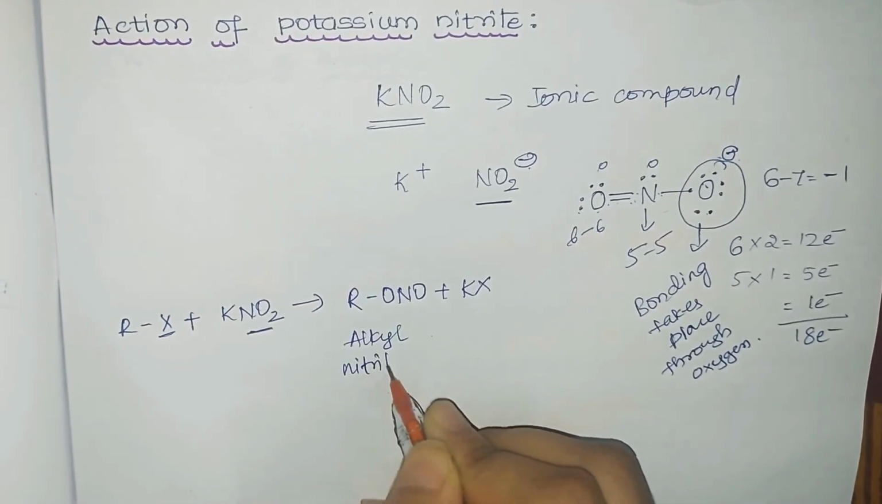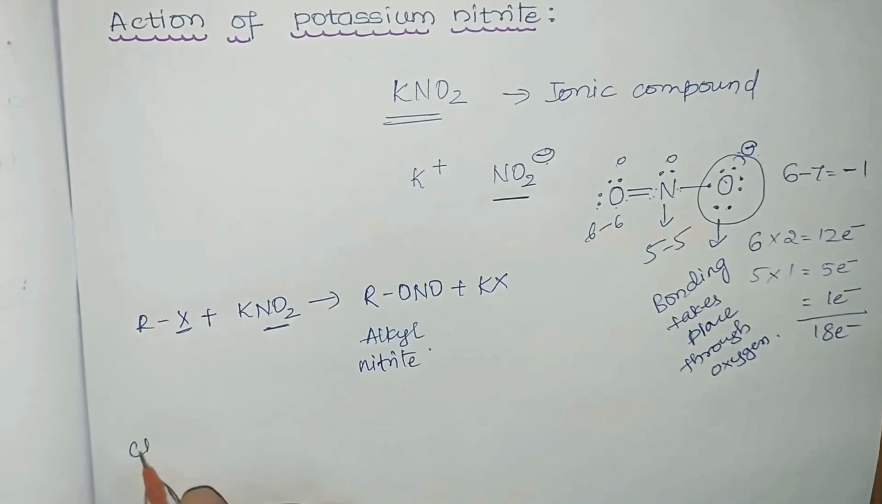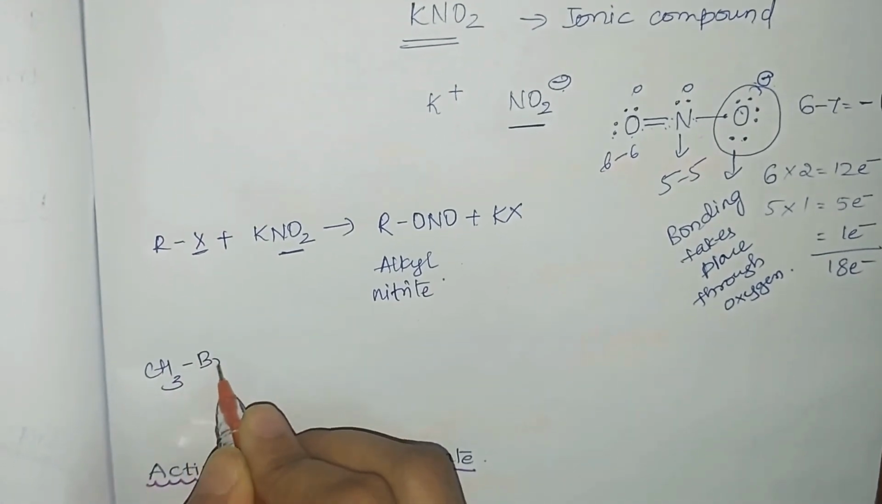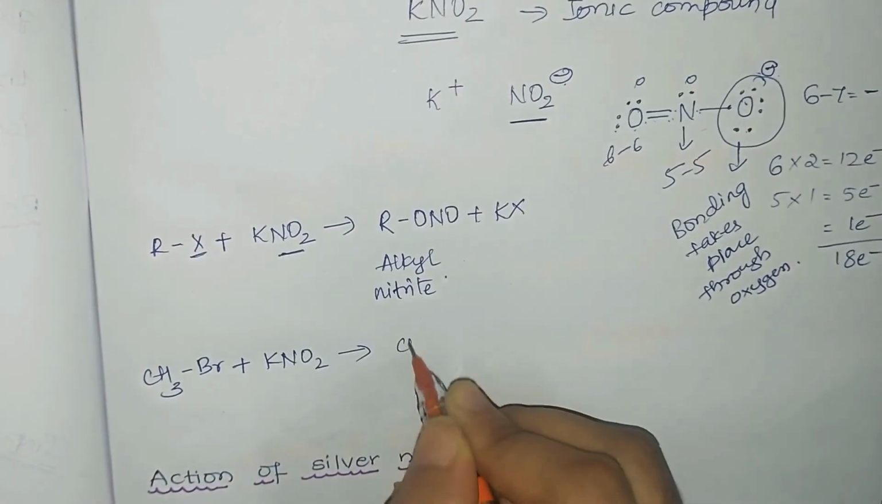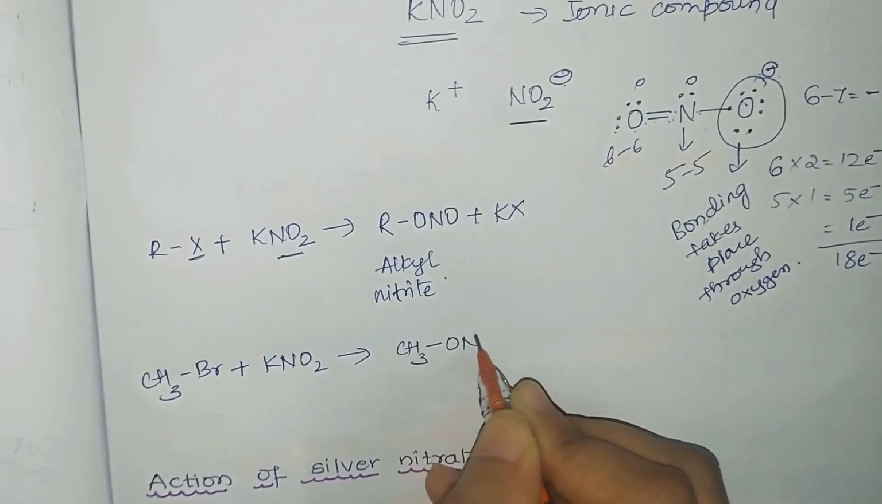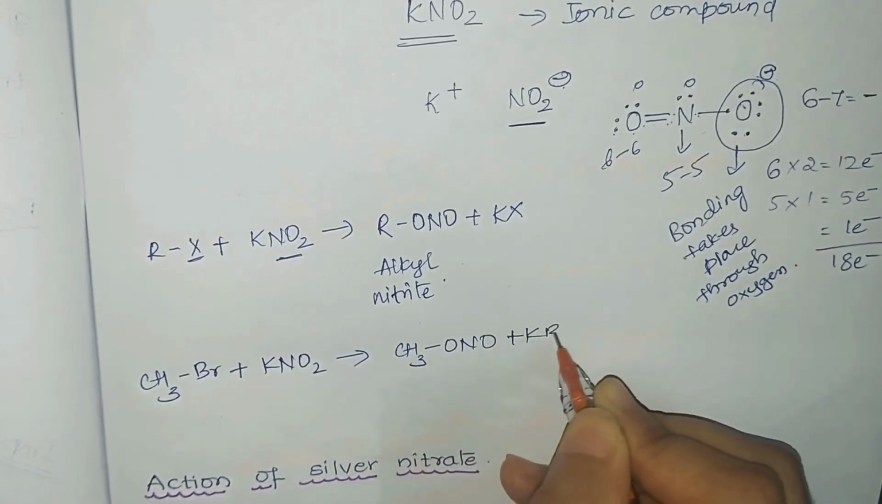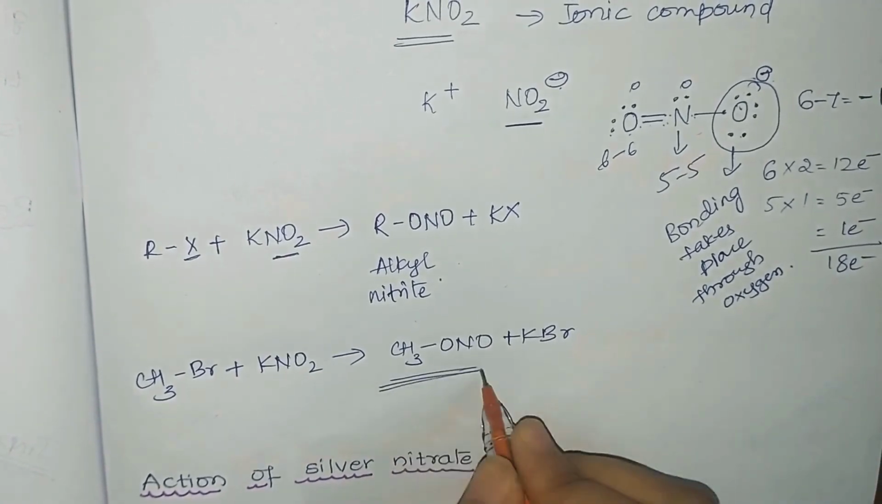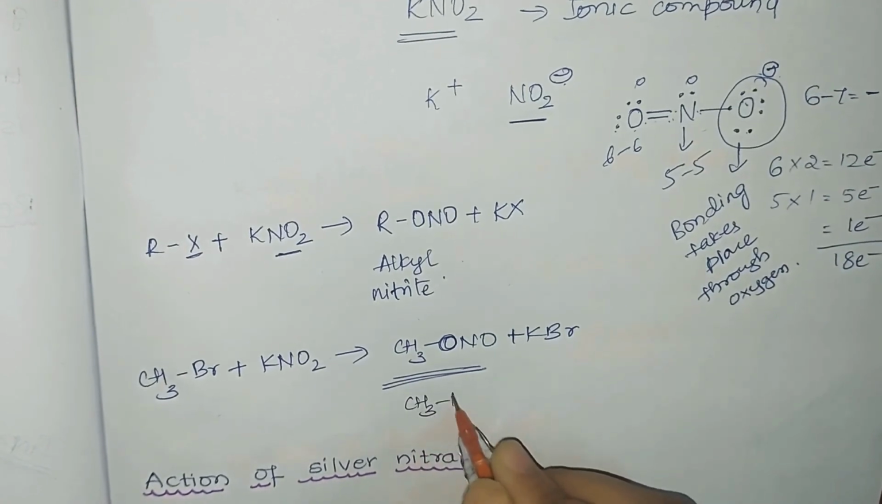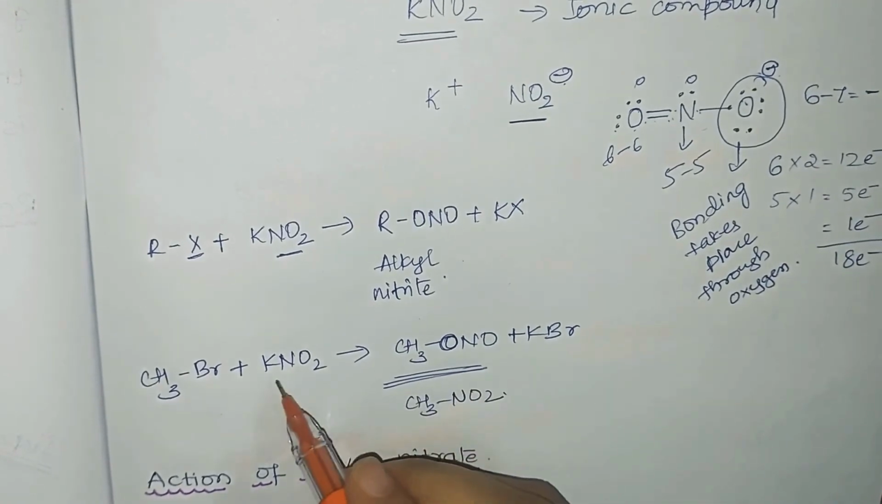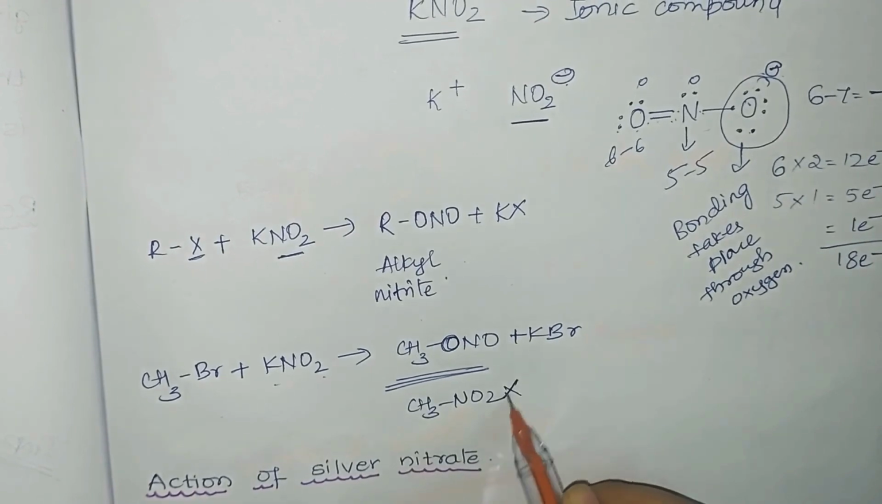Consider an example. We'll consider methyl bromide reacting with the potassium nitrite. So potassium nitrite reacts with methyl bromide and forms the product, that is methyl nitrite, CH3ONO. Bonding takes place through oxygen atom. So if you write it as CH3NO2, you will lose the marks in exam when it is potassium nitrite. Why? Because the bonding is taking place through oxygen. So you have to write the product in this way.